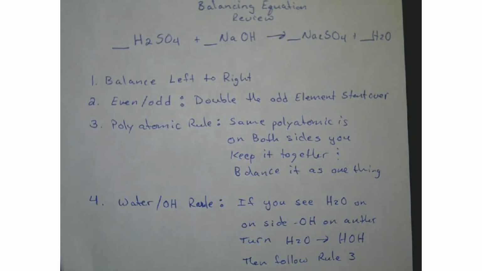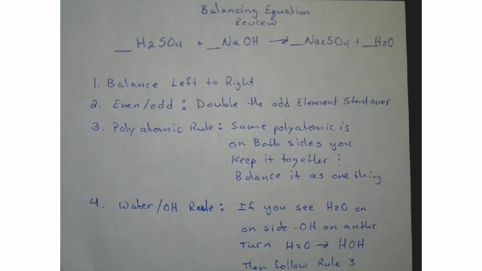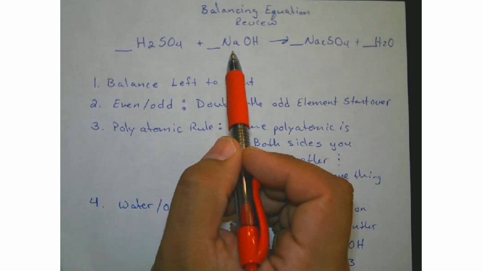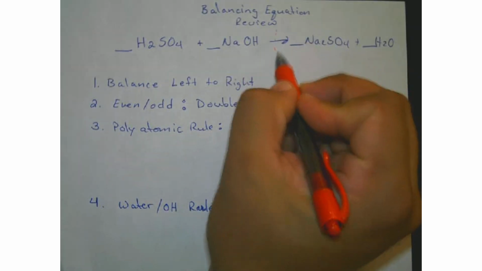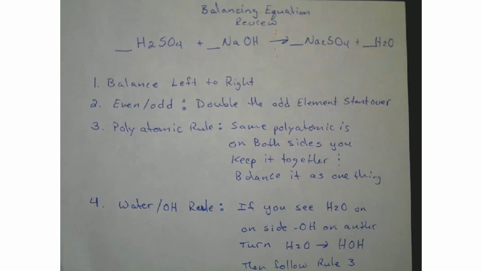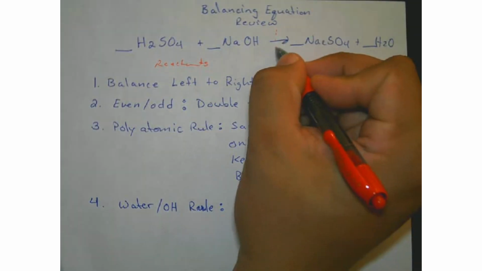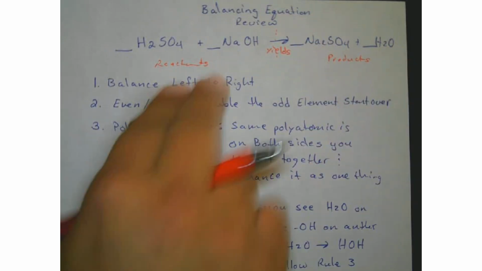The reason why we balance equations is because the universe says we have to. Remember, the universe, the law of conservation of mass, says we can't create and we can't destroy. All we can do is rearrange. What we have on this side, the reactants right here, has to equal what's on the product side. And the arrow is what's going to separate out our reactants from our products. And remember, the arrow means yields.